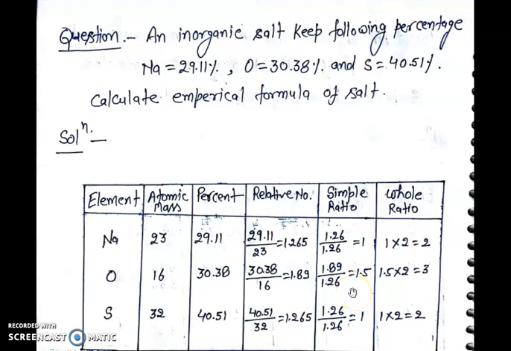We have to change the fraction into a whole number by multiplying by 2. That is, 1 into 2 is equal to 2. 1.5 into 2 is equal to 3. 1 into 2 is equal to 2.